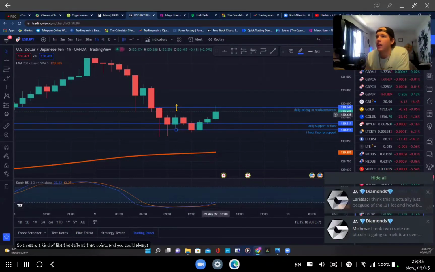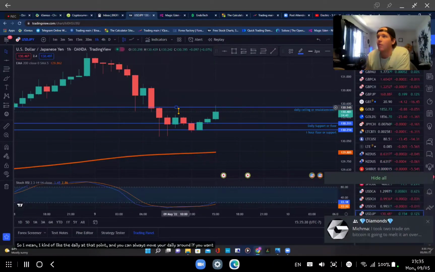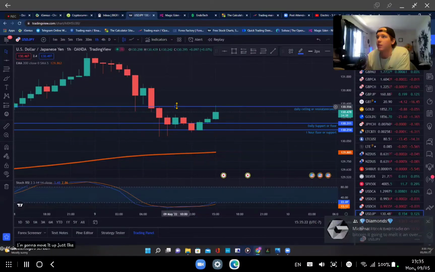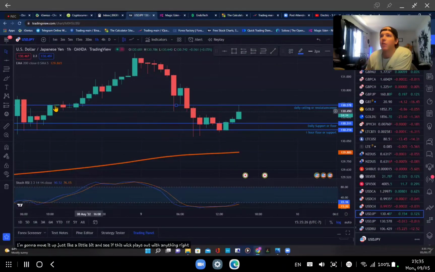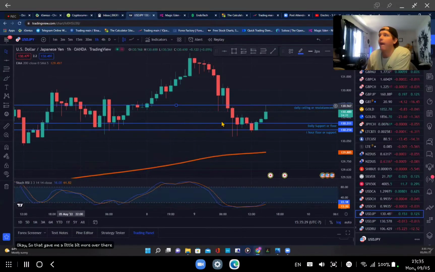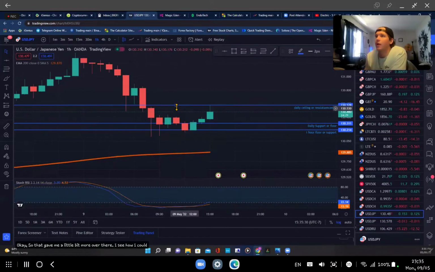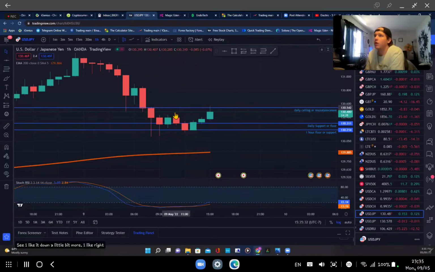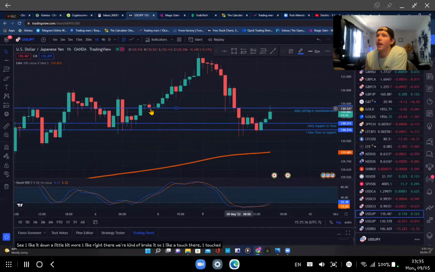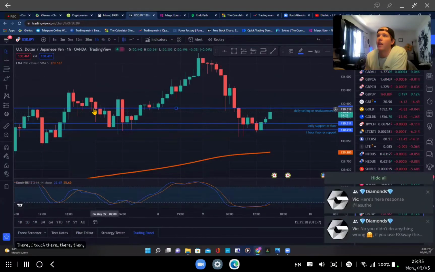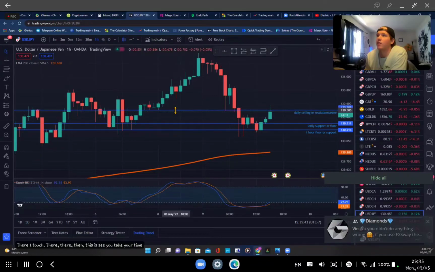I kind of like the daily at that point. And you can always move your daily around if you want to. I'm going to move it up just a little bit and see if this wick plays out with anything, right? Okay, so that gave me a little bit more over there. See, I like it down a little bit more, right there where it kind of broke it. So I like a touch there, a touch there, there. And see, you take your time. Take your time on these ones.